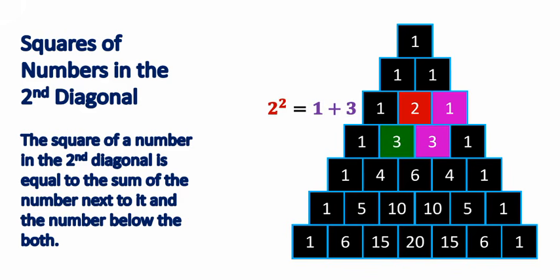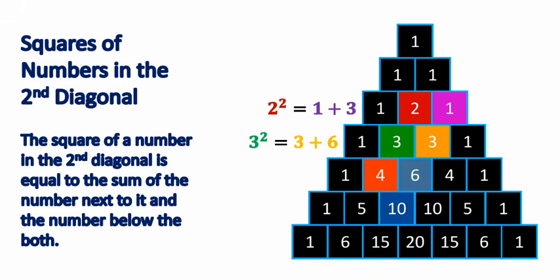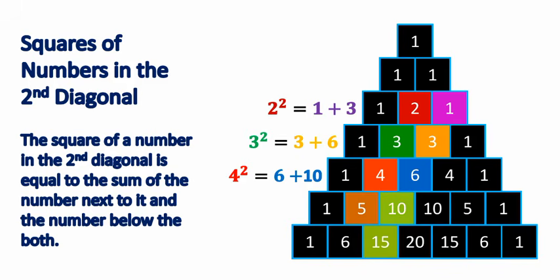Similarly, this number 3 lies in the second diagonal as well. Its square is equal to the sum of these two numbers. That is, the square of 3 is equal to 3 plus 6. Similarly, the square of 4 is equal to the sum of these two numbers. That is, 4 square is equal to 6 plus 10. Similarly, the square of 5 is equal to the sum of these two numbers. That is, 5 square is equal to 10 plus 15.